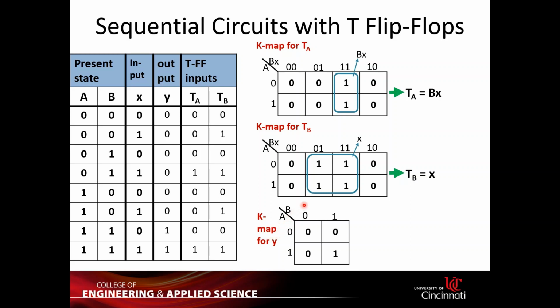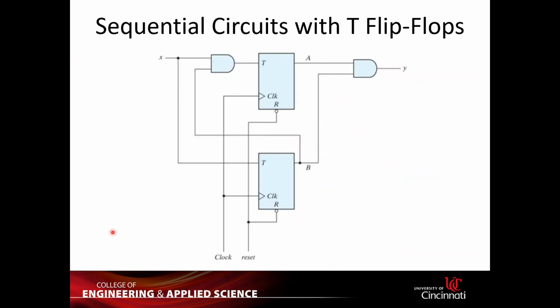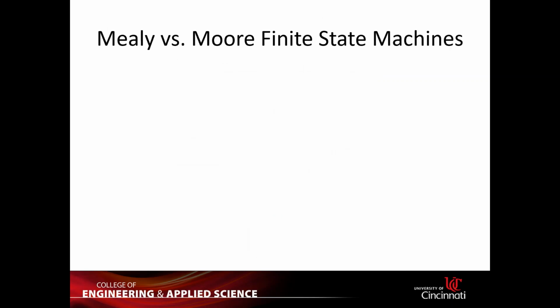You see, I actually eliminate the X variable in here because output Y is independent of input X. So I don't need to put X in here. I just need to use A and B. In this case, I use a K-map, but actually if you look at the truth table, it's a lot easier just to use the minterms from the truth table instead of using a K-map. But anyway, from this, you can have the equation Y equals AB. And from all of this, you can make your sequential circuit with the T flip-flop.